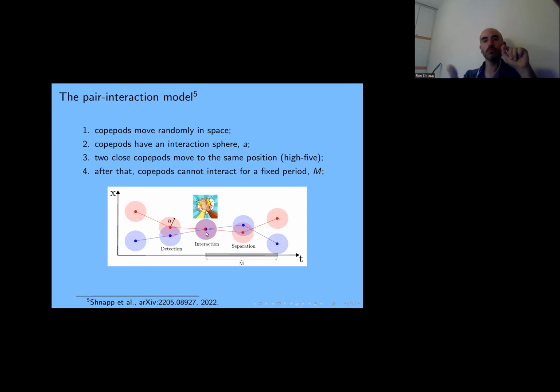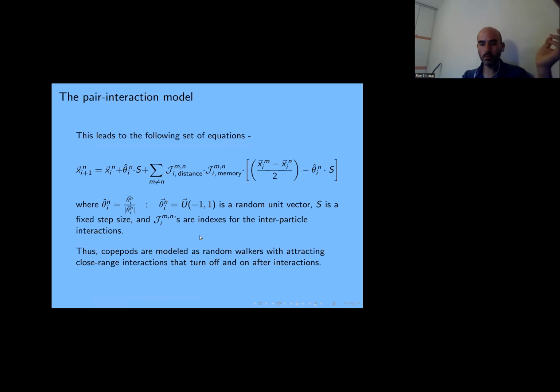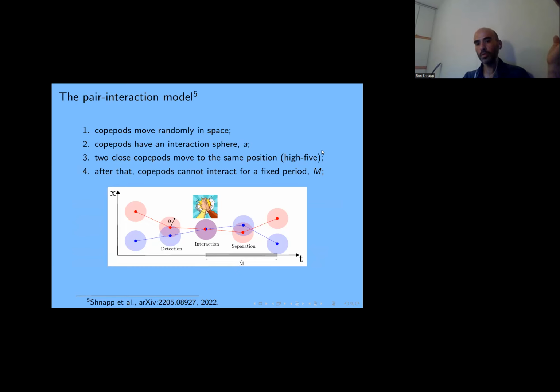And then in the following few time steps, this is a parameter of the model, the number of time steps during which particles can no longer interact with one another. This is a fixed amount of time steps that we denote as M. We call it a memory timescale during which they remember that they had an interaction. And during this memory timescale, they cannot interact anymore with any other particle. Okay, so this memory timescale prevents particles from sticking together indefinitely after a single interaction. And this is it. This is everything that our model has.